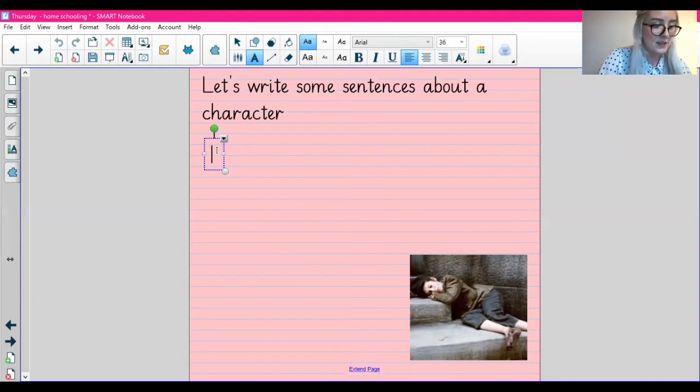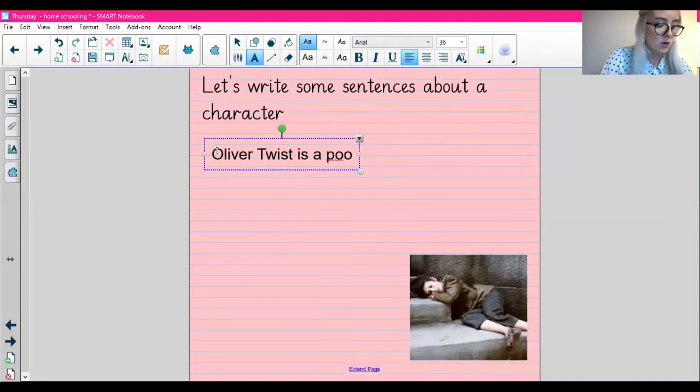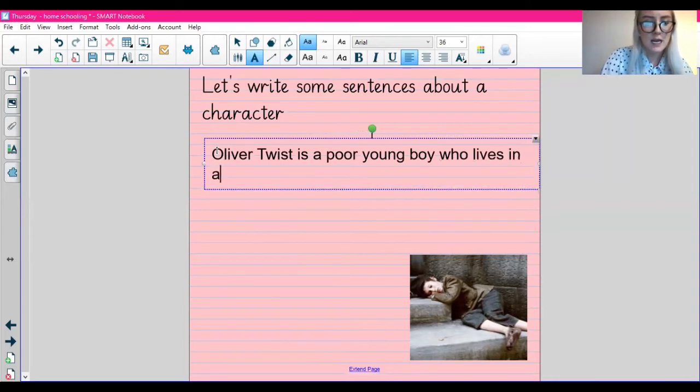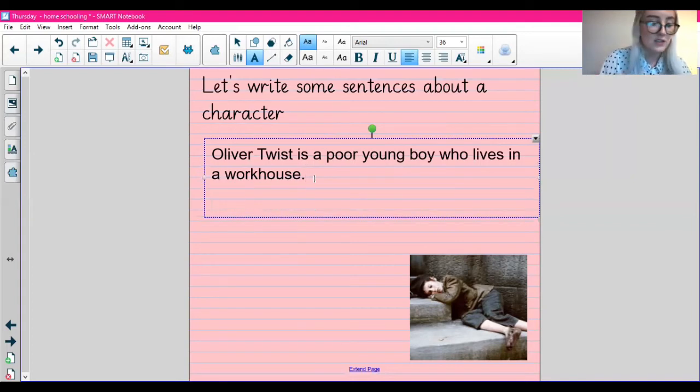I'm going to write, Oliver Twist is a poor young boy who lives in a workhouse. So remember, capital letters and a full stop at the end. Okay, that's my first sentence. I've used some of the adjectives that were on my brainstorm, so poor, young. So you've done your brainstorm to help you.